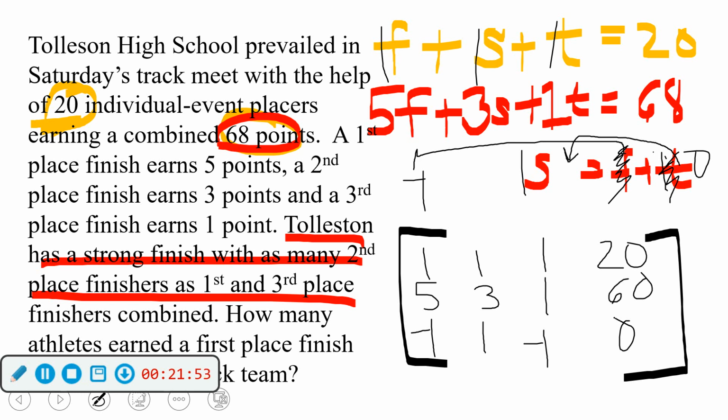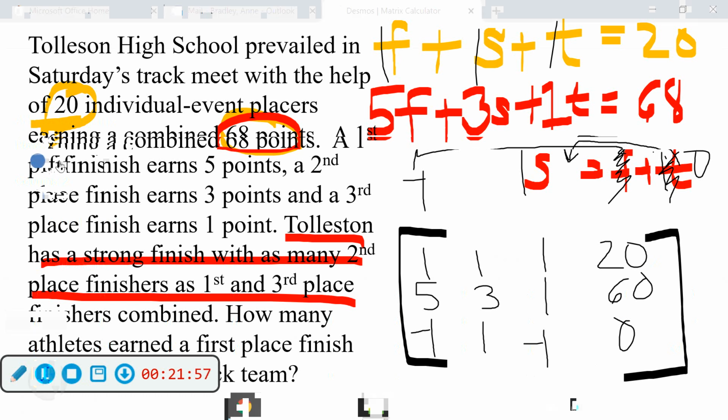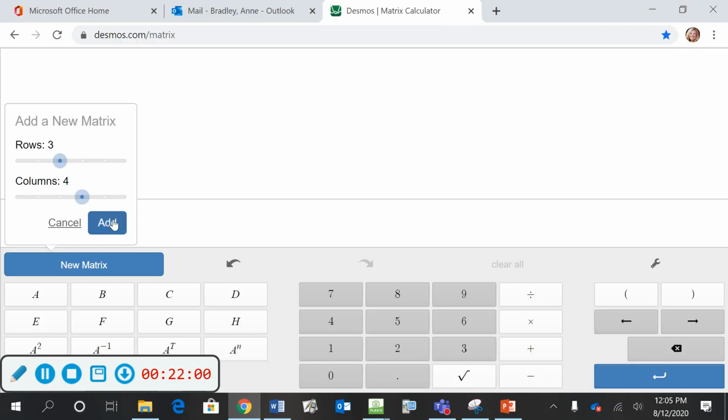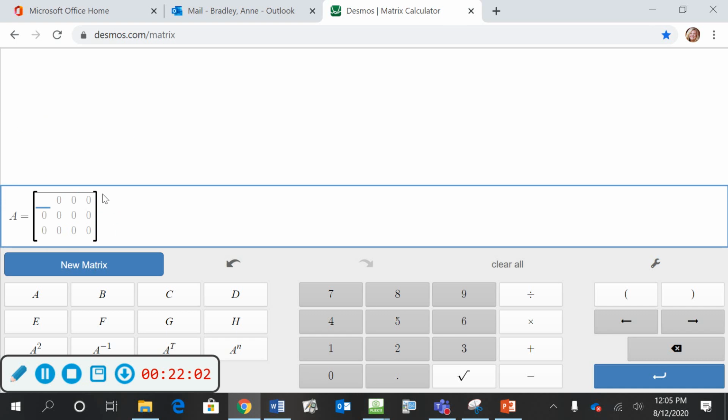I'm now going to go to the matrix calculator. So again, I have a 3x4. I have 3 equations in 4 distinct columns. I'm going to plug in the numbers that I created. So it was a 1, 1, 1. Give me 1 second to look at what I wrote down on my piece of paper. Thank you for your patience. 1, 1, 1, and 20. Then it was 5, 3, 1 with a total of 68 points for those 20 event winners is the first one.